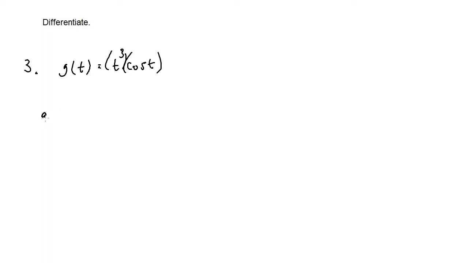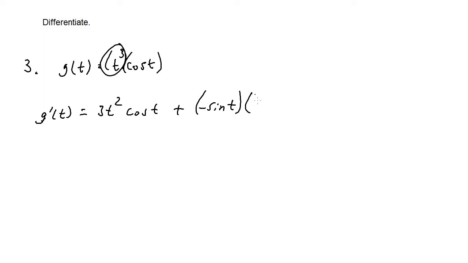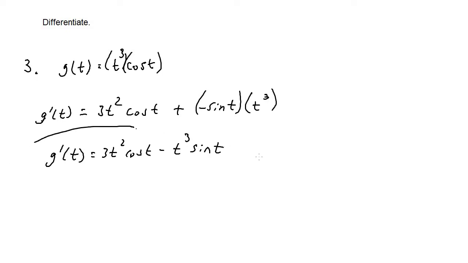So if we go ahead and find g prime of t, once again we're going to first take the derivative of the first function. So the derivative of t cubed is going to be 3t squared, times the second function unchanged, so just times cosine t, plus the derivative of the second function. Now the derivative of cosine t is negative sine t, times the first function unchanged, so just times t cubed. So then I can go ahead and simplify. So we get g prime of t equals, so I can just go ahead and leave 3t squared cosine t just like that. We do have a negative here, so I'll rewrite it as negative t cubed times sine of t. And that's the final answer.